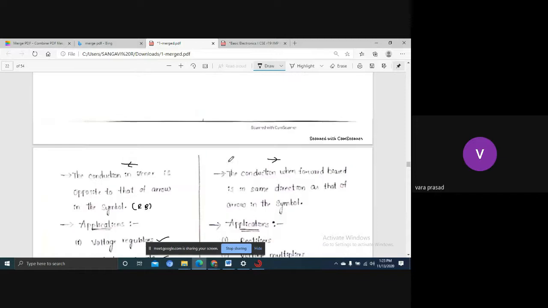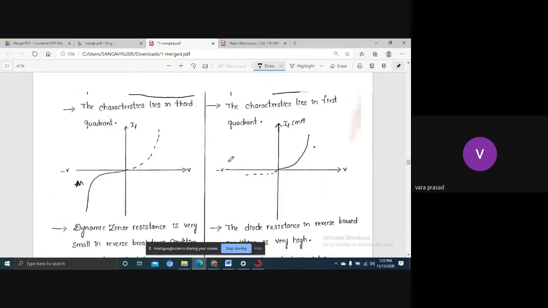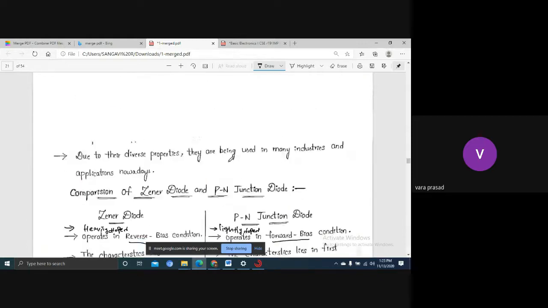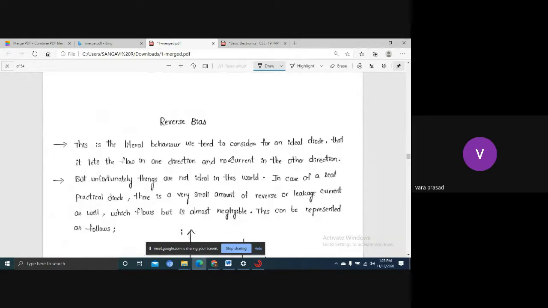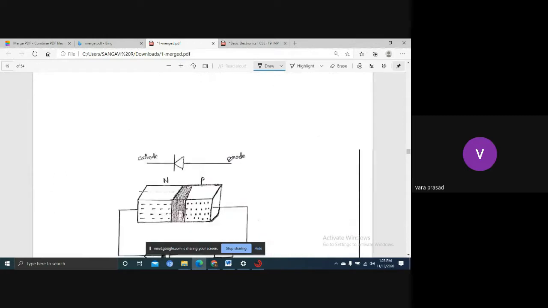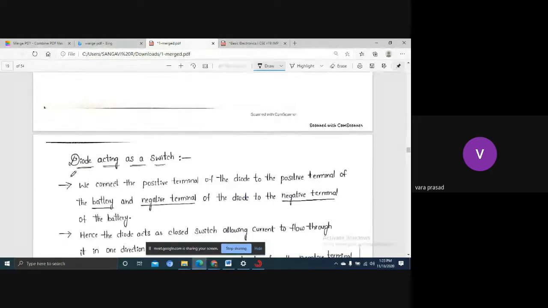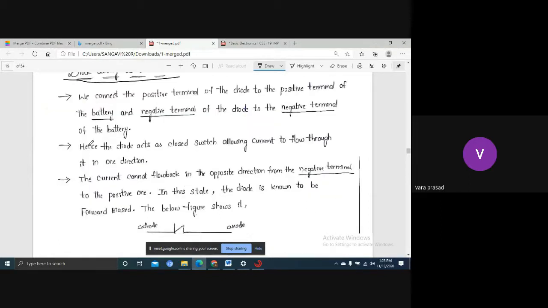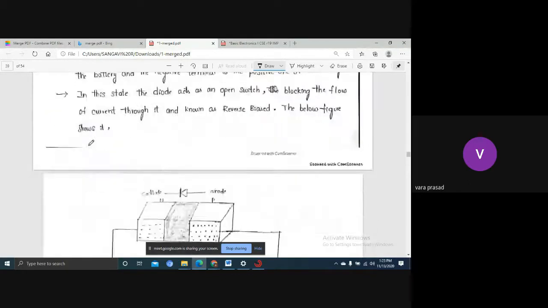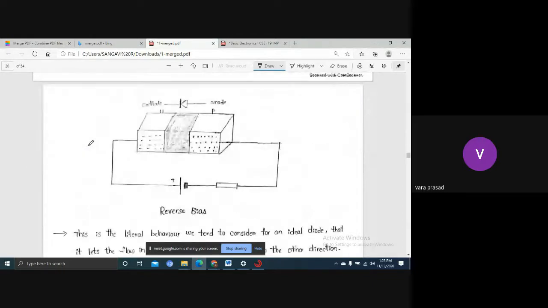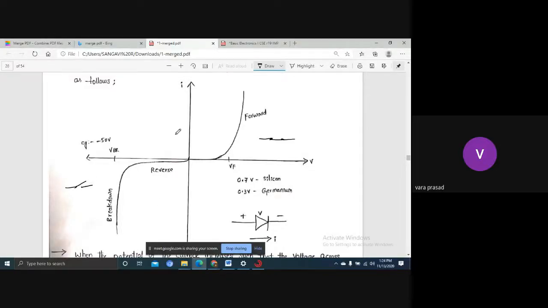Main thing: the Zener diode is heavily doped, this one is lightly doped, and circuit symbols and characteristics, all these you can write. And one more thing, listen carefully: if they ask you to explain a diode acting as a switch, this is also one type of question. Write the same operation. When in forward bias, it can act as a short circuit. When in reverse bias, it can act as an open circuit. That's it. Same matter, you can repeat it, not an issue.